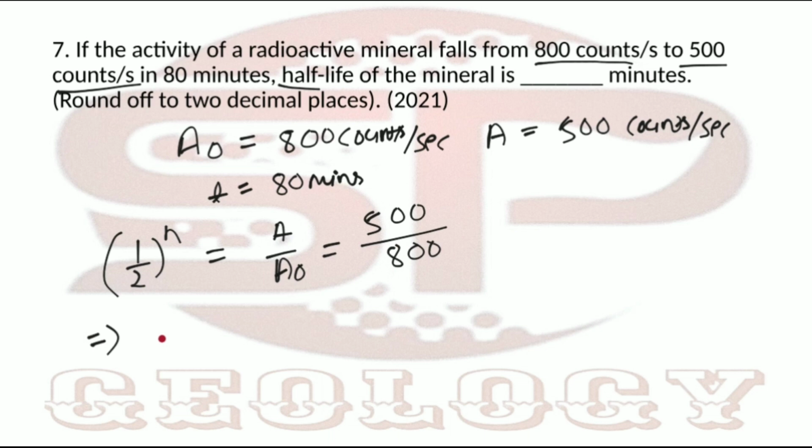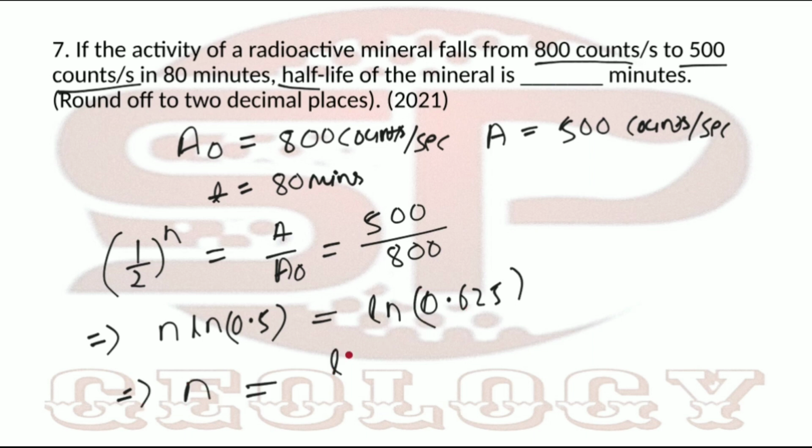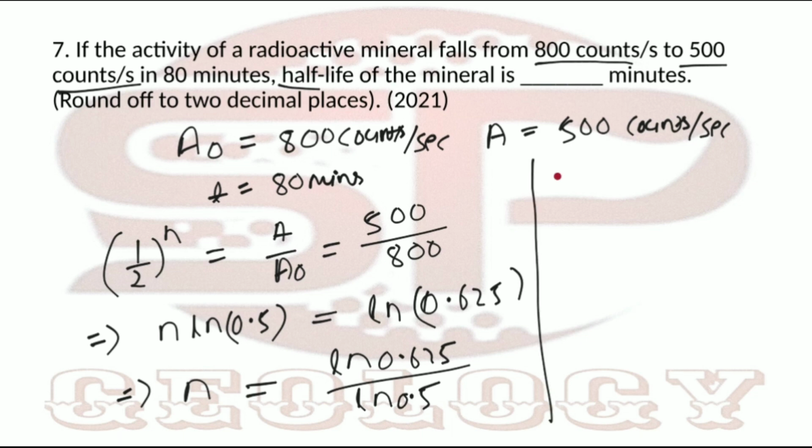We'll take ln on both sides. n ln 0.5 is equal to ln 0.625. So n will be ln 0.625 divided by ln 0.5, which is 0.678. So n, we know, is t by t half, equal to 0.678.